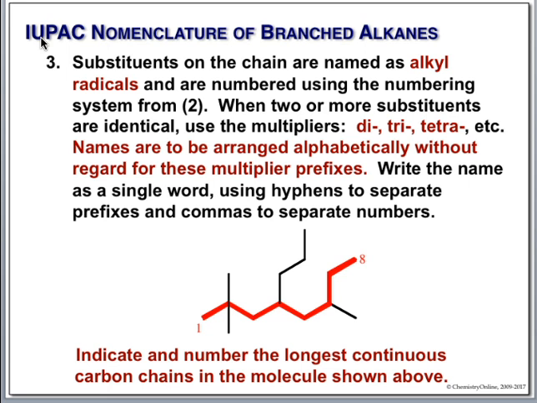So as far as our name goes, we have 3 methyl groups, don't we? So it's going to be a trimethyl. We have to tell where they are, so we're going to use our numbers as 2, 2, 6. And our propyl is going to be on carbon 1, 2, 3, 4. 2, 2, 6 trimethyl and 4 propyl.